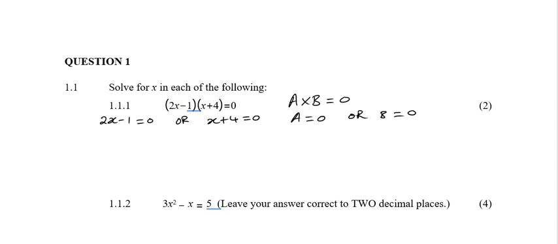So when we solve for x in this case, we transpose negative 1 to the right hand side, then I'm left with 2x is equal to 1, and on the other side x is equal to negative 4. Then here I have to divide by 2 on both sides, then x is equal to 1 over 2.